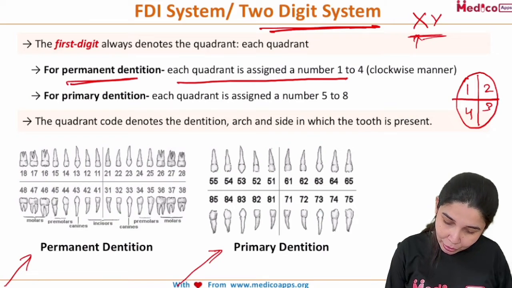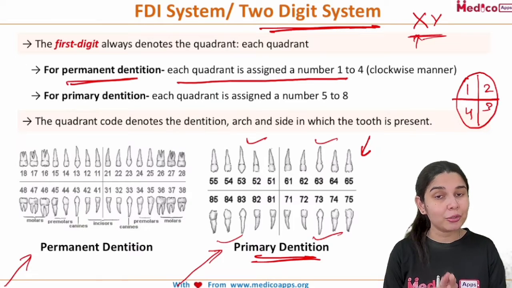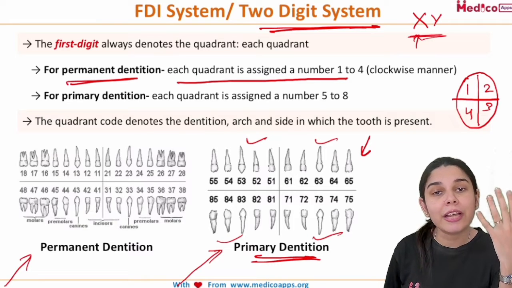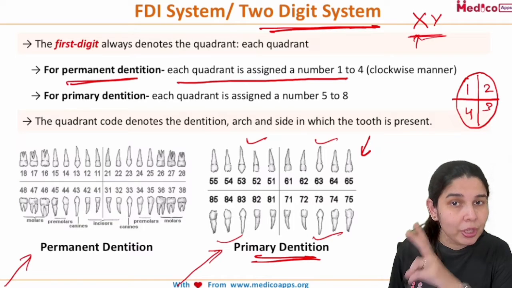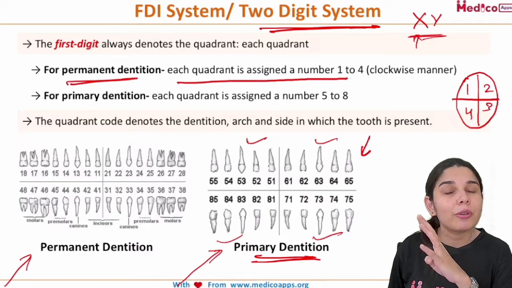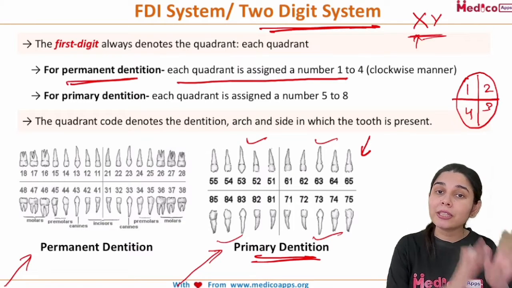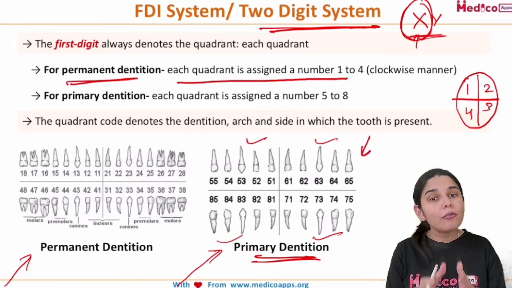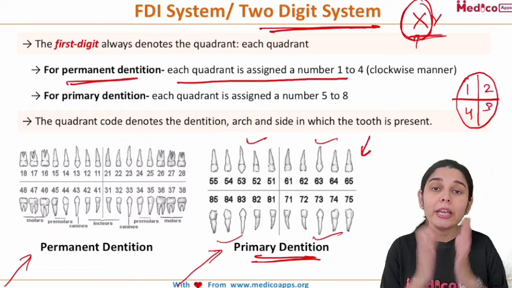And the same thing you can see here. This is for the primary, 5, 6, 7, 8. So I hope it is clear that for the permanent dentition, we assign 4 numbers, 1 to 4, one for each quadrant, and for the primary or deciduous dentition, we assign 5 to 8, that is 5, 6, 7, 8. So I hope the first digit of this XY value is now clear to you, that is, how we have grouped the quadrants in the oral cavity.